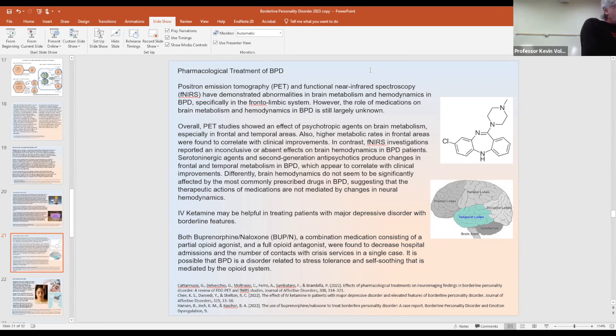But they tried this with BPD people, and it was found to decrease hospital admissions and the number of contacts with crisis services, but it was just a single case study. Okay, so that didn't tell you much. It's possible that BPD is a disorder related to stress tolerance, and that self-soothing is mediated by this opioid system, as we saw in that diagram I showed you a while back. So maybe you can start giving people with BPD naloxone. I don't know. At least there was one study done on it. So I would hold off on that and wait and see what goes on.